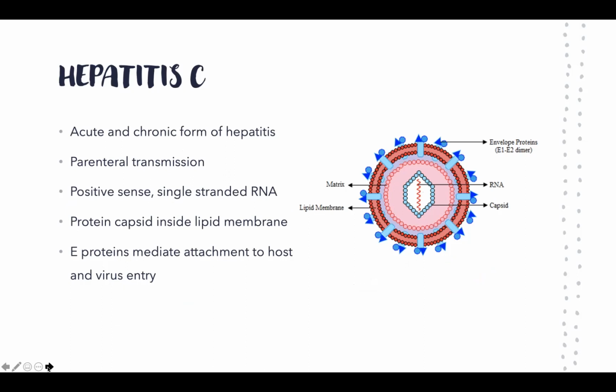Hepatitis C. So very similar to hepatitis B. It has an acute and chronic form. Transmission is very similar to hepatitis B. It's a positive sense, single-stranded RNA. It's again very similar. It has a protein capsid inside a lipid membrane. And in terms of the important proteins to remember, it has E proteins on the outside, as you can see here, and these mediate attachment to host cells and allow the virus to enter.